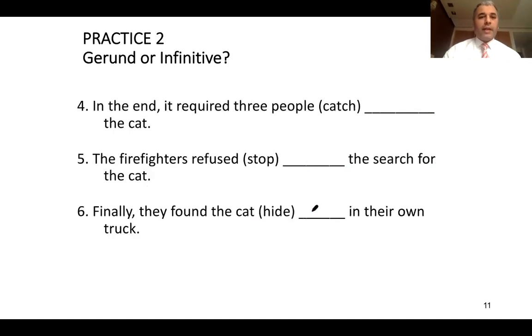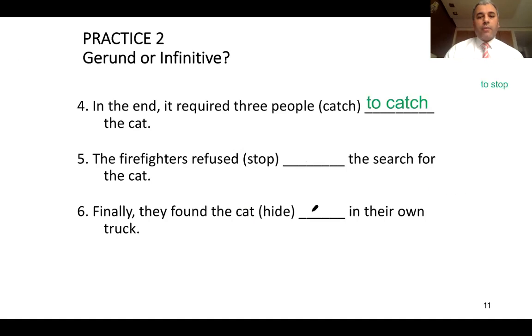Let's move on to the next part, another practice for you. Either you use a gerund or an infinitive. Again, you do the same thing. Please pause the video, do the exercise, and then come back to have an idea about the correct answers. Let's suppose you have done it, and hopefully you have. These are the answers.